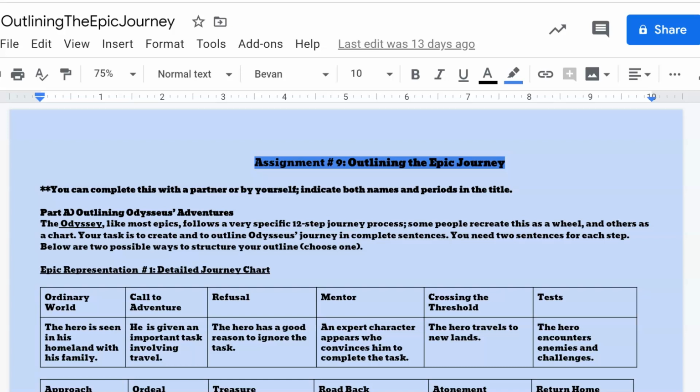You can complete this with a partner or you can complete it by yourself. I'm going to leave it up to you. And it doesn't have to be the same period. So you're just going to make sure that on your answers, you indicate who you are working with.